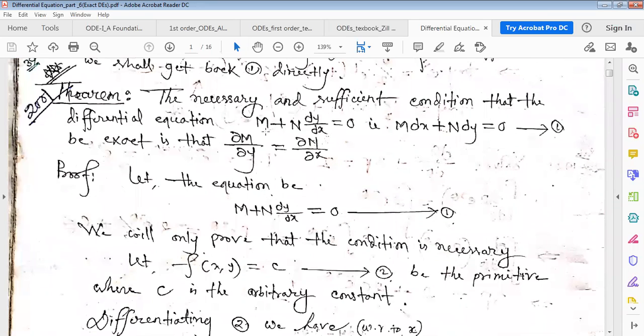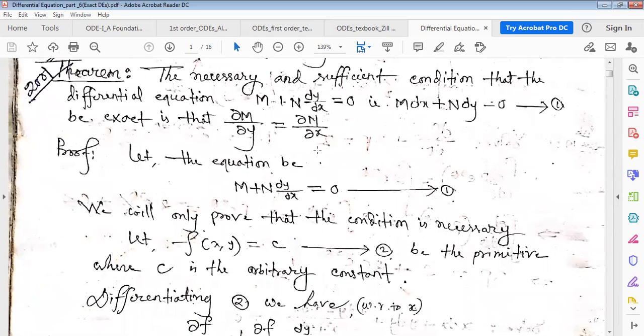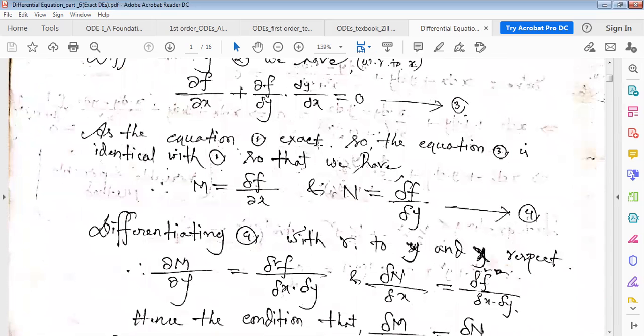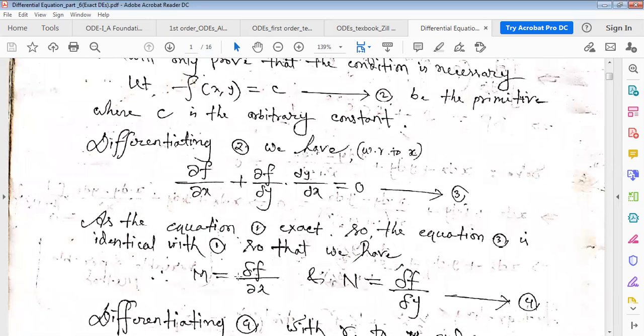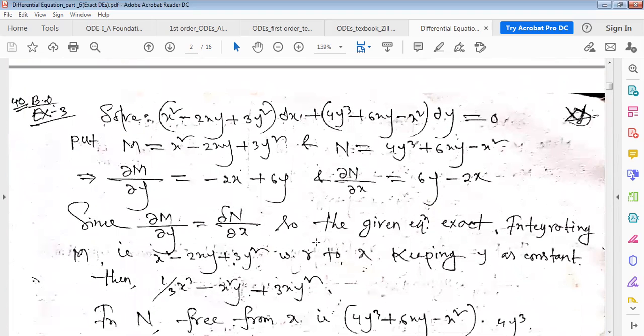Actually there is a theorem for this. If we can write any differential equation as M dx plus N dy, then this will be exact if del M del y equals del N del x. This partial differentiation will be del M del y equals del N del x. Just taking two partial derivatives of f, we get this equality.